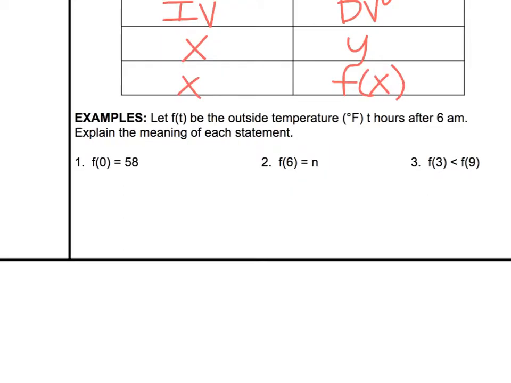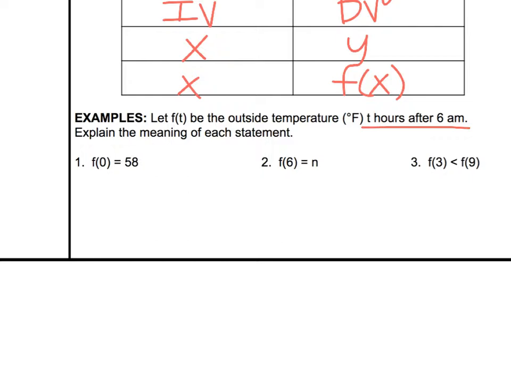It says let f of t be the outside temperature in degrees Fahrenheit, t hours after 6 a.m. Now, why they pick t to represent hours, I understand because it's time, but really couldn't we put h? That's my complaint. I should have changed it, but it didn't. So t is hours. Okay? Explain the meaning of each statement.